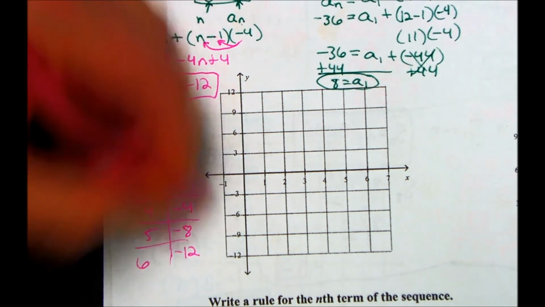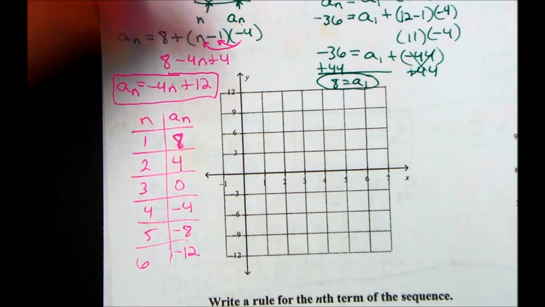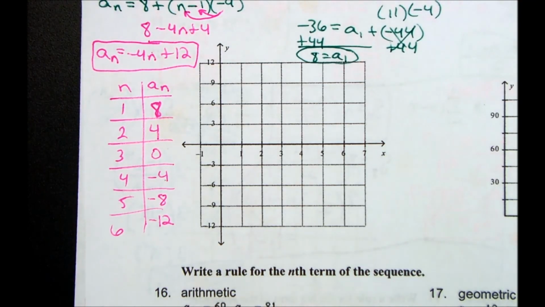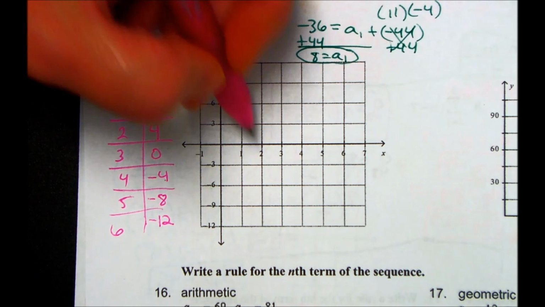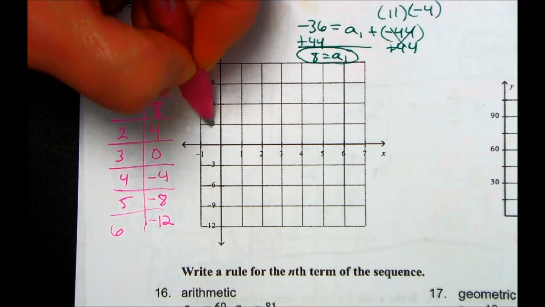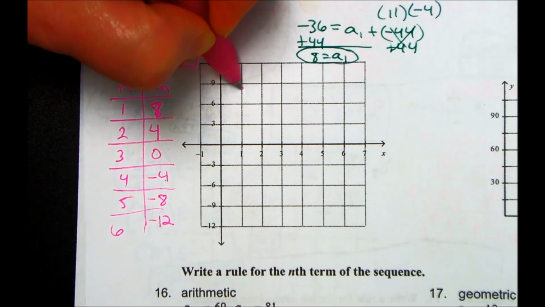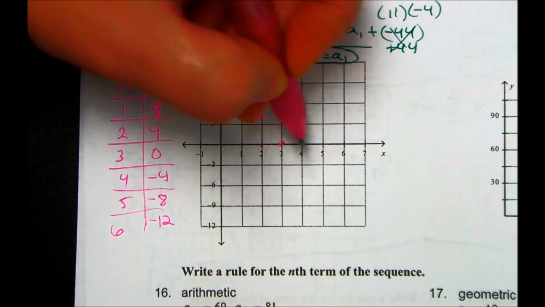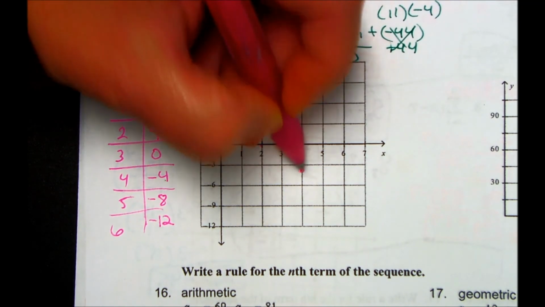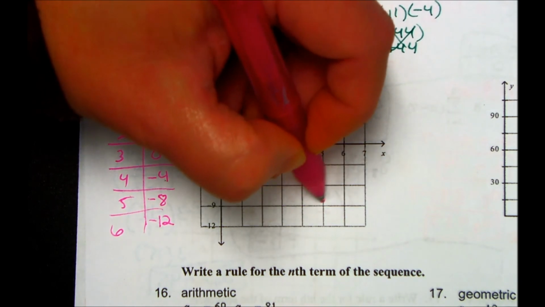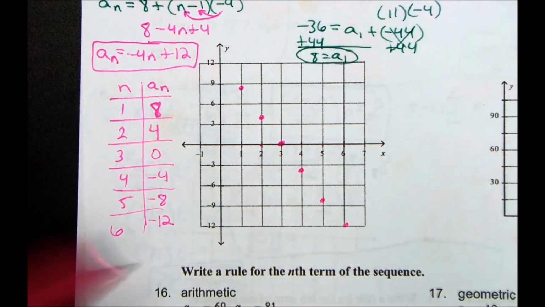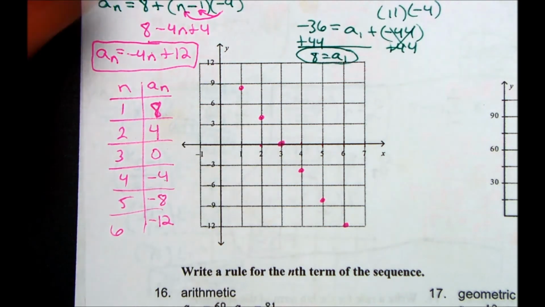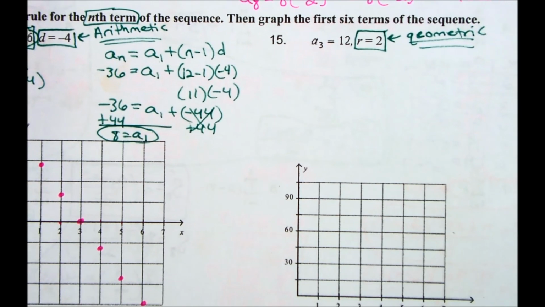So now that I have all of my terms, or my points, I can put them on my graph. But remember, this is not a continuous function, which means you do not connect the points. Just graph the 6 points. So 1, 8, so notice you're going by threes here, so 8 is going to be about right there. 2, 4, maybe right there. 3, 0. 4, negative 4 is going to be about right there. 5, negative 8, about right there, and then 6, negative 12. So they do look like they're linear, looks like it's going in a straight line, but do not connect the points. Okay, moving on to number 15.